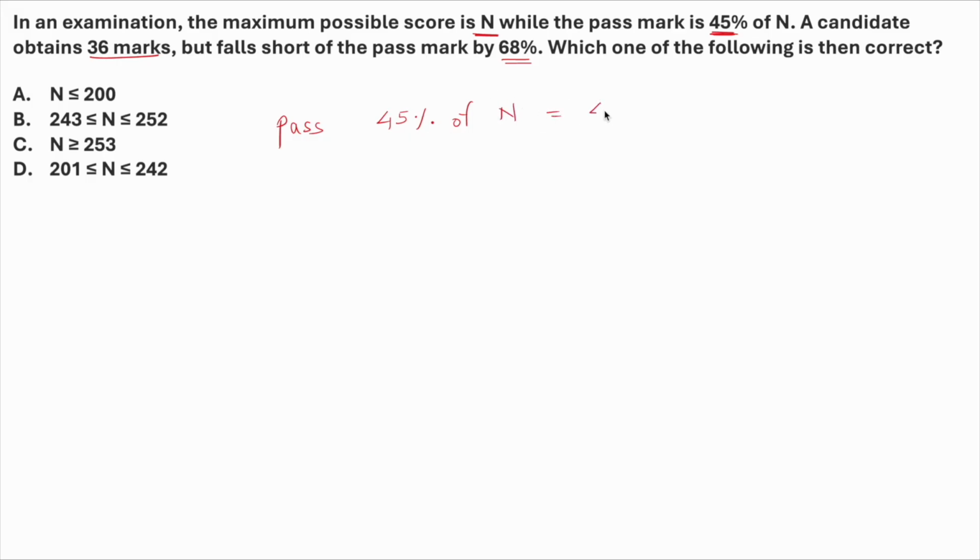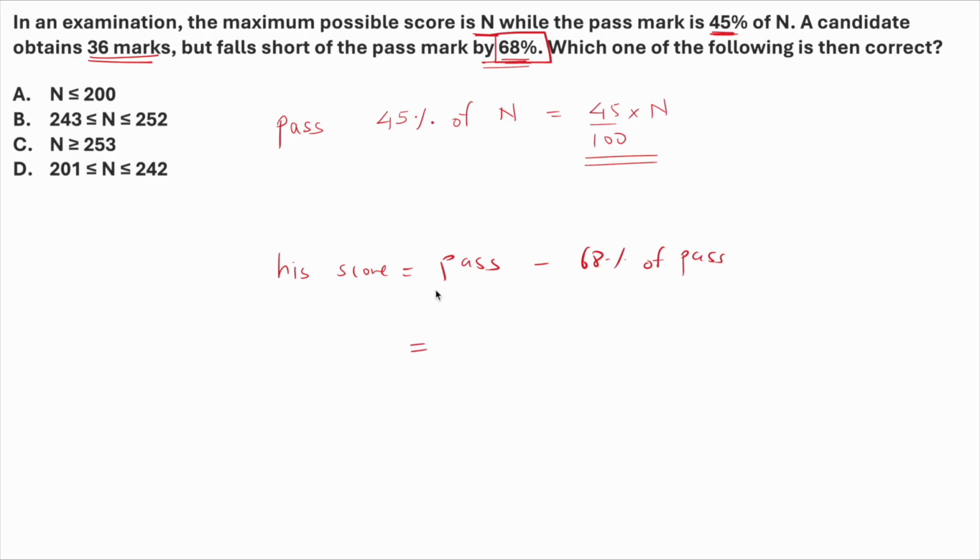45% shall be 45 upon 100 of N, means multiplied by N, and you can basically keep it as it is for the time being. Now, a candidate obtains 36 marks but falls short of the pass marks by 68%. So basically his score is actually the passing marks minus 68% of the passing marks, right? That's what they're trying to say. He falls short of the pass mark by 68%. So he has scored passing marks minus 68% of passing marks.